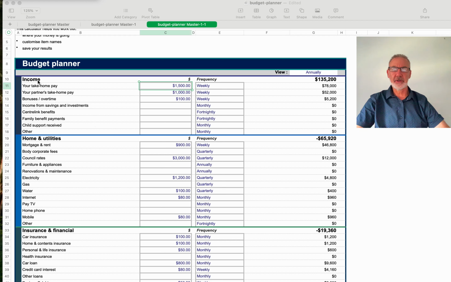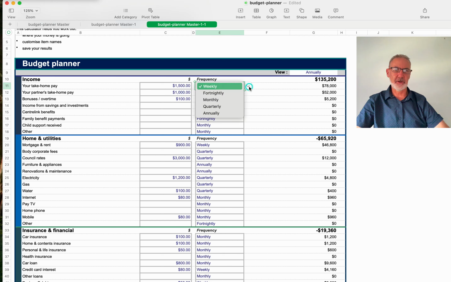So let's start with the income. In this case, I've got total take-home pay each week of $1,500, then partner's income $1,000, and bonuses and overtime $100. That gives a grand total of $135,200 per annum. You can change these depending on how you get paid.